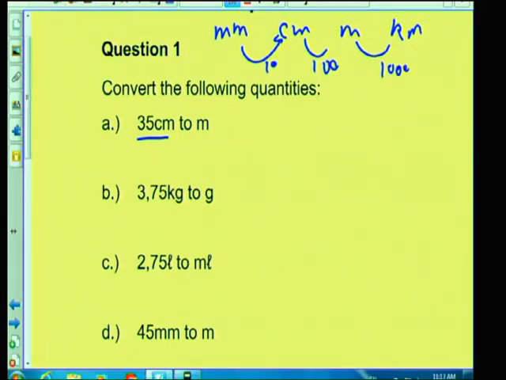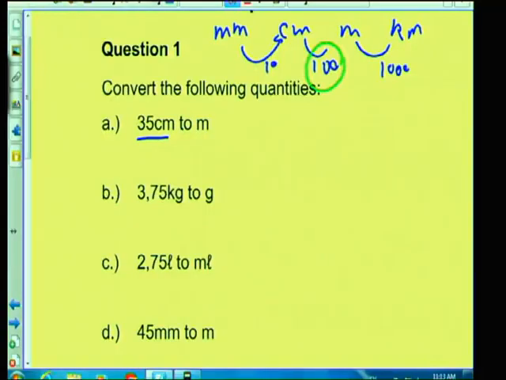So we want to go from centimeters to meters. We know that we're going from a small unit to a big unit. You know that 35 centimeters is just a little bit bigger than your ruler, so it must be a fraction of a meter. So what's the way that we're going to do it? Take a look. The jump is 100, so we must take 35, and we must divide 35 by 100, and that equals 0.35. You can do it in your head, or you can do it on a calculator. Check it on the calculator by all means, and make sure that you've got the right answer.